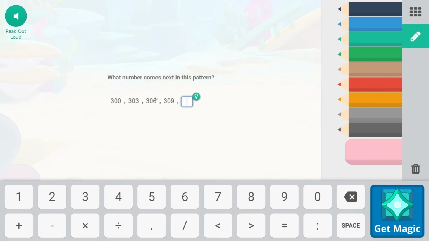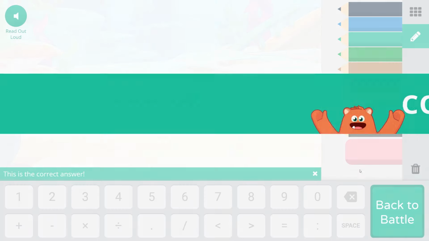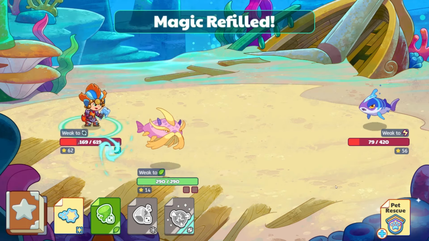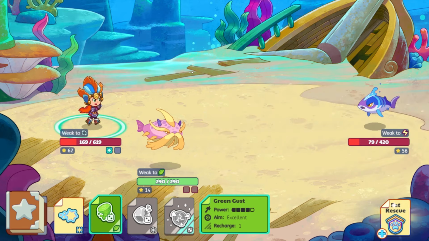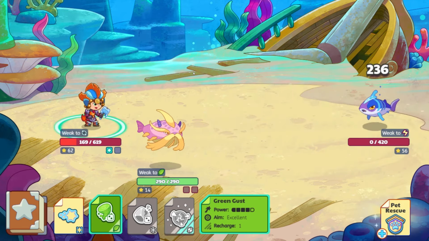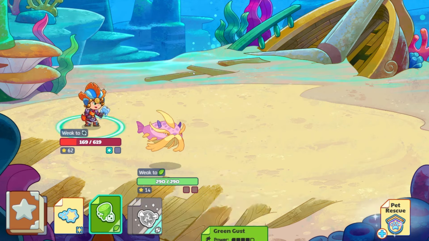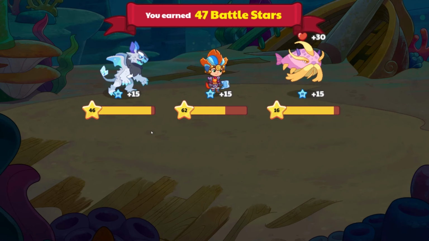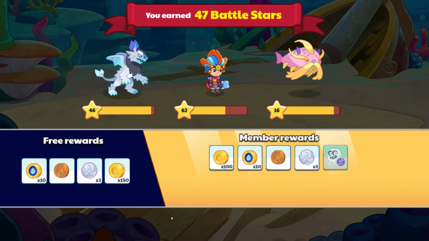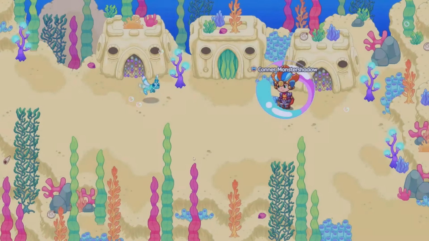This is moving by 3s, so 312 is the next one. And here comes the Green Gust. Boom. All right, there we go. And we are moving on.